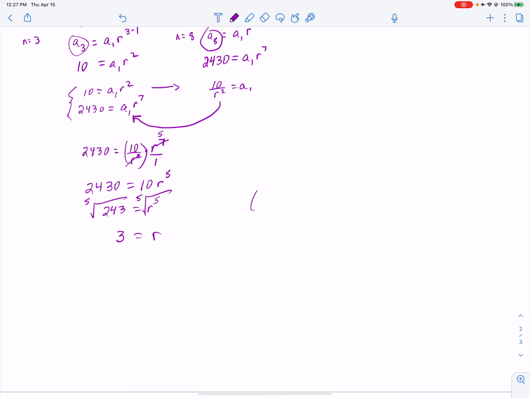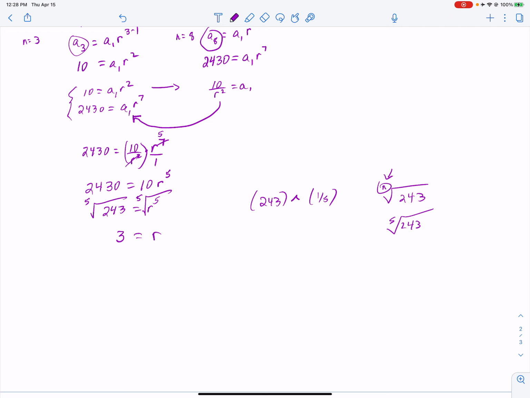By the way, on a calculator, the 5th root, you can raise this to the 1/5. That's the same as taking the 5th root. Otherwise, there should be a button where you can put in the index of 5 for n on your calculator. So make sure that you know how to take the nth root of a number on your calculator. Anyway, so r is 3.